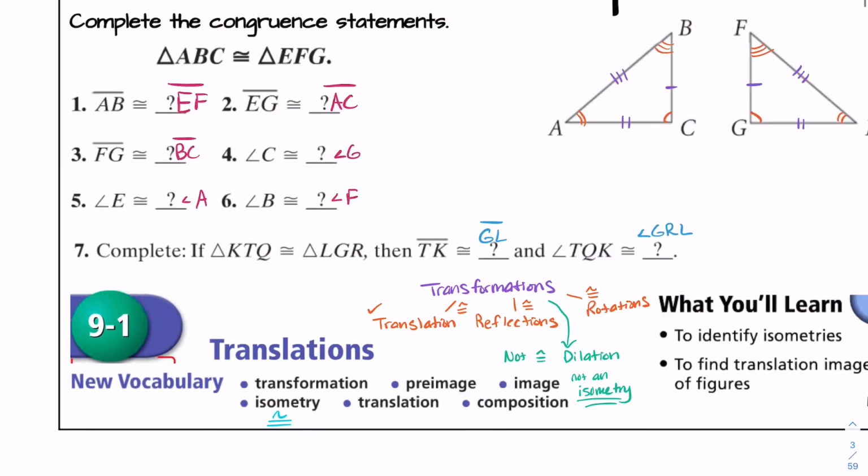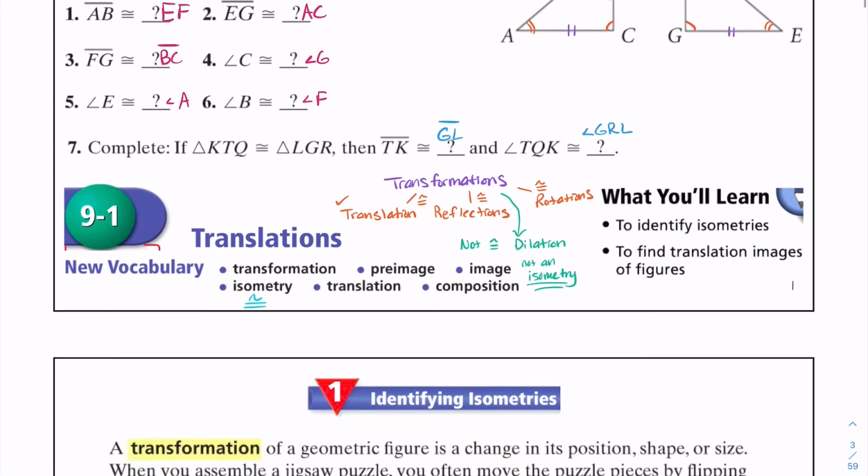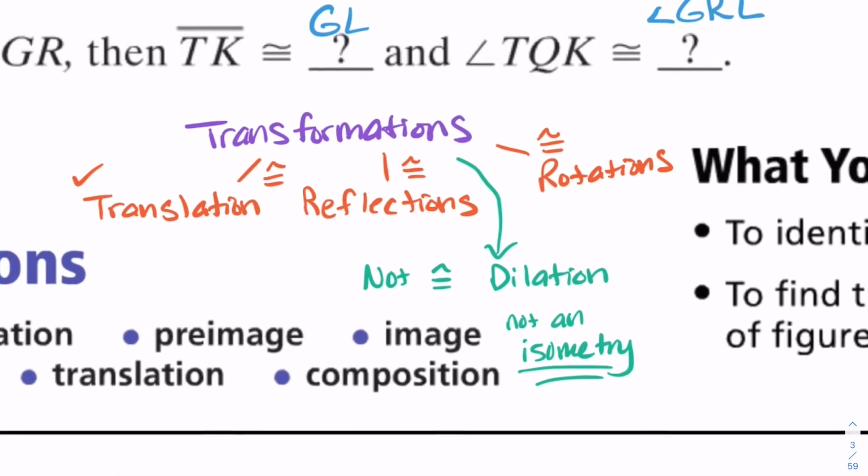All right, so what we started was this unit. This unit is with transformations. So with transformations, we have translations, which are congruent, reflections, which are congruent, and rotations, which are congruent. So if we were to slide, flip, or spin any shape, it would stay congruent and would look the same. And so today we're on translations.